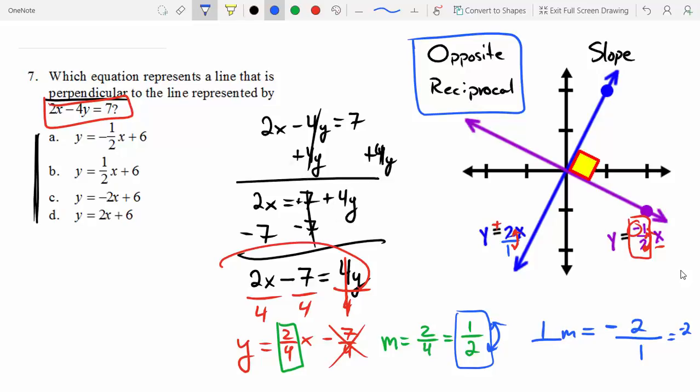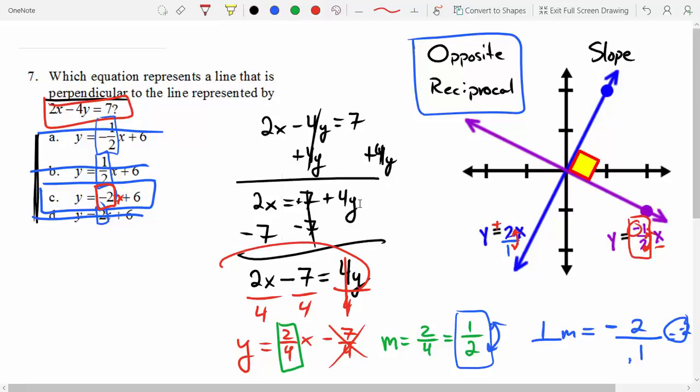So in my answer choices, I'm looking for the slope that has negative 2. Answer choice A is wrong because that's negative 1/2. B is wrong because that's 1/2. And D is incorrect because that's a positive 2. So my answer choice is going to be C, which has that slope of negative 2. It's next to that x. The y-intercepts don't matter. That's why I cross them out. Perpendicular only cares about slope.